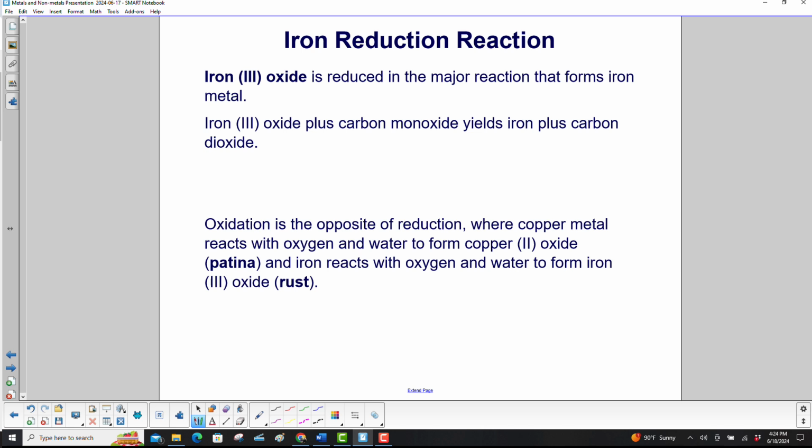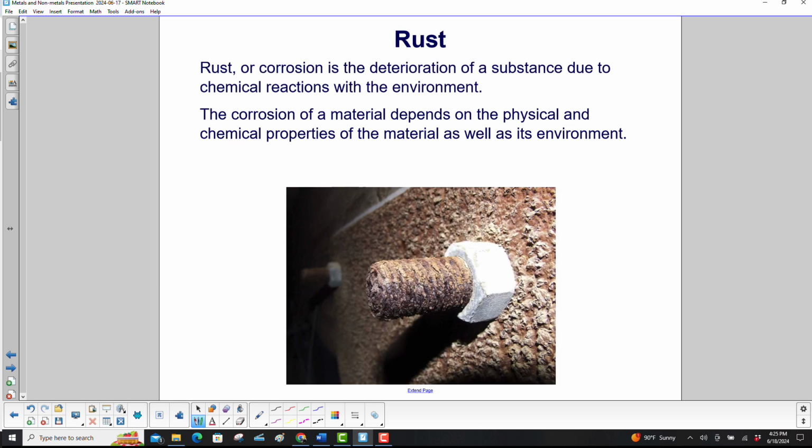Oxidation is the opposite of reduction, where copper metal reacts with oxygen and water to form copper 2 oxide, also known as patina, and iron reacts with oxygen and water to form iron oxide, rust. Rust, or corrosion, is the deterioration of a substance due to chemical reactions with the environment. The corrosion of a material depends on the physical and chemical properties of the material as well as its environment.